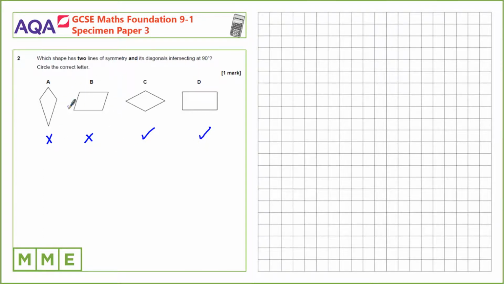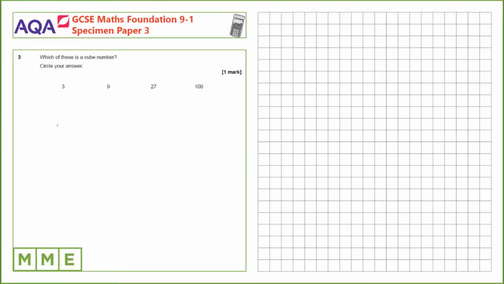Next, diagonals intersecting at 90 degrees. This one does, if we join up the 2 opposite points, and here as well, they'll intersect at 90. Here it can't be clear, I don't think it does. Here it does, and here they will not. We'll have an obtuse angle here and an acute angle here. So our answer is C.